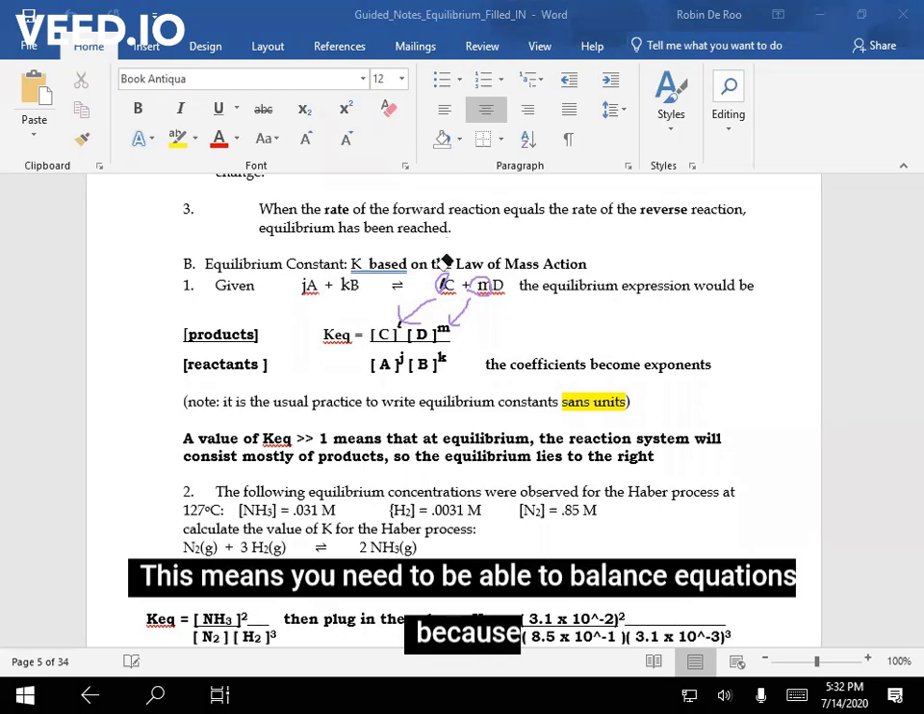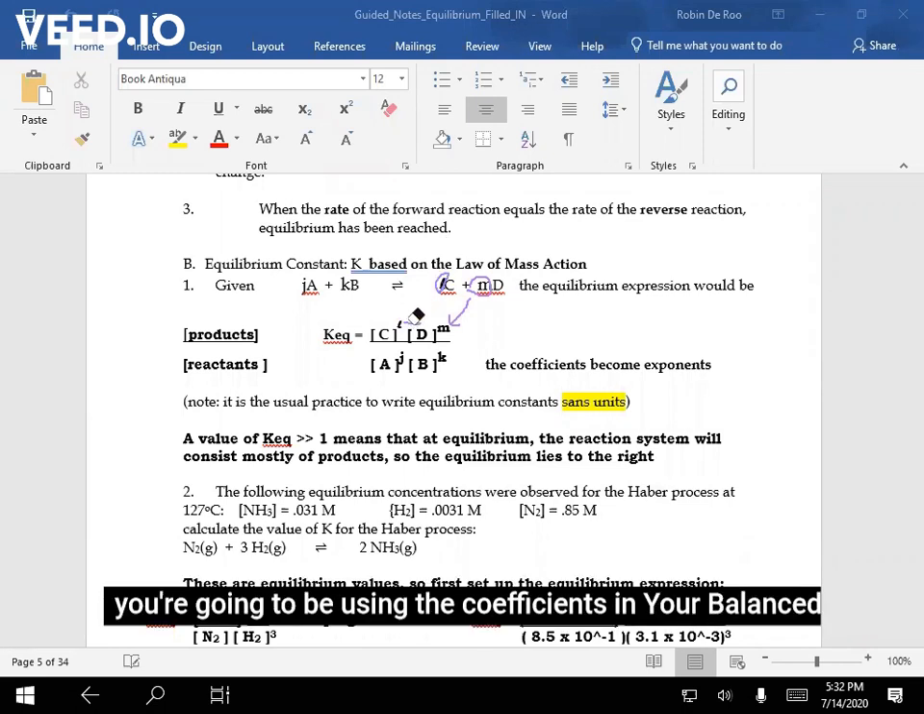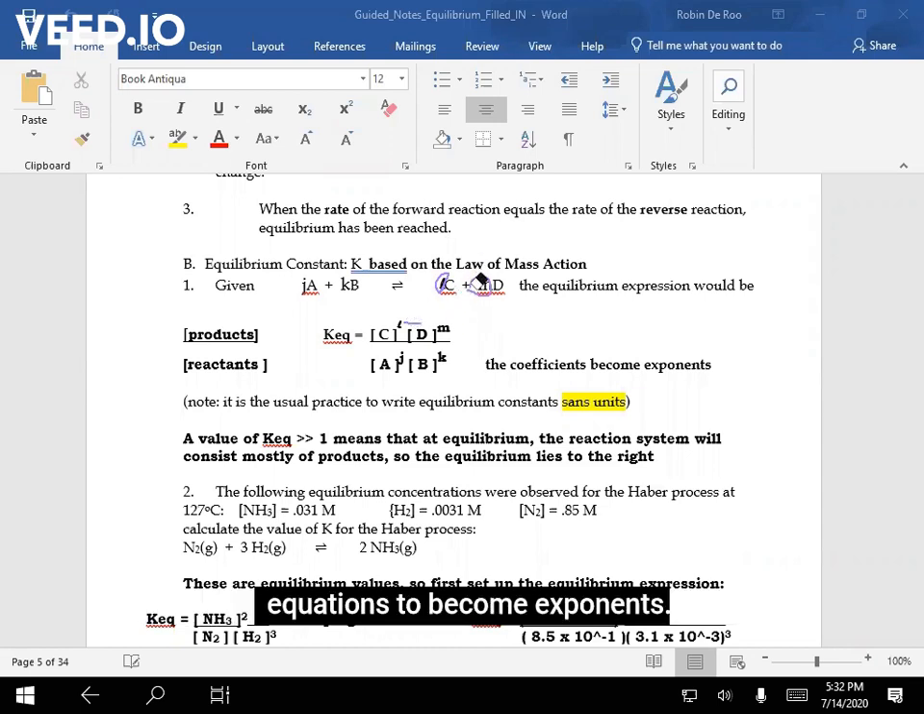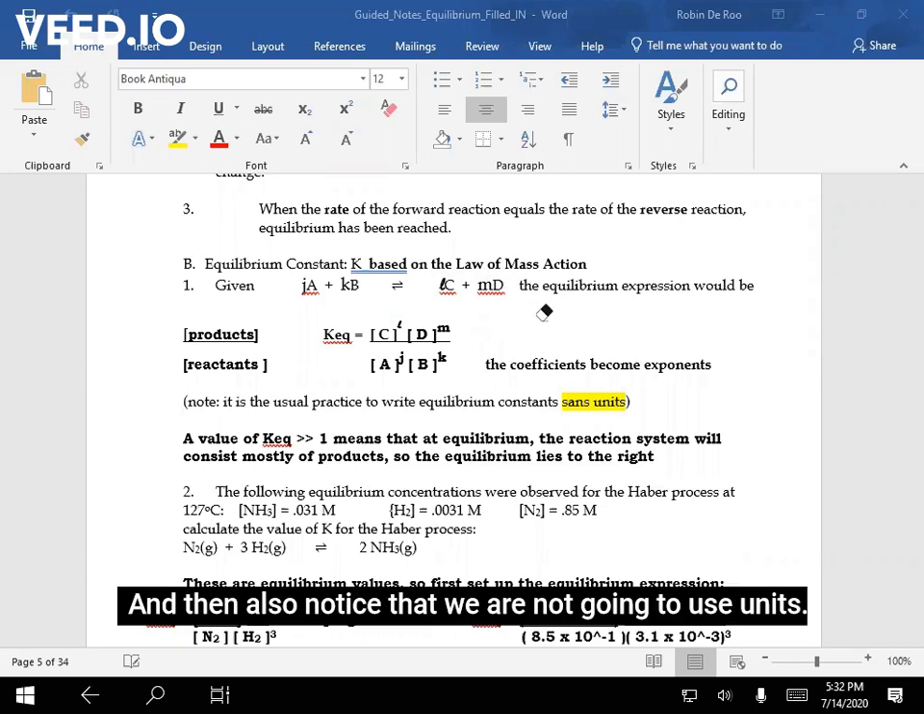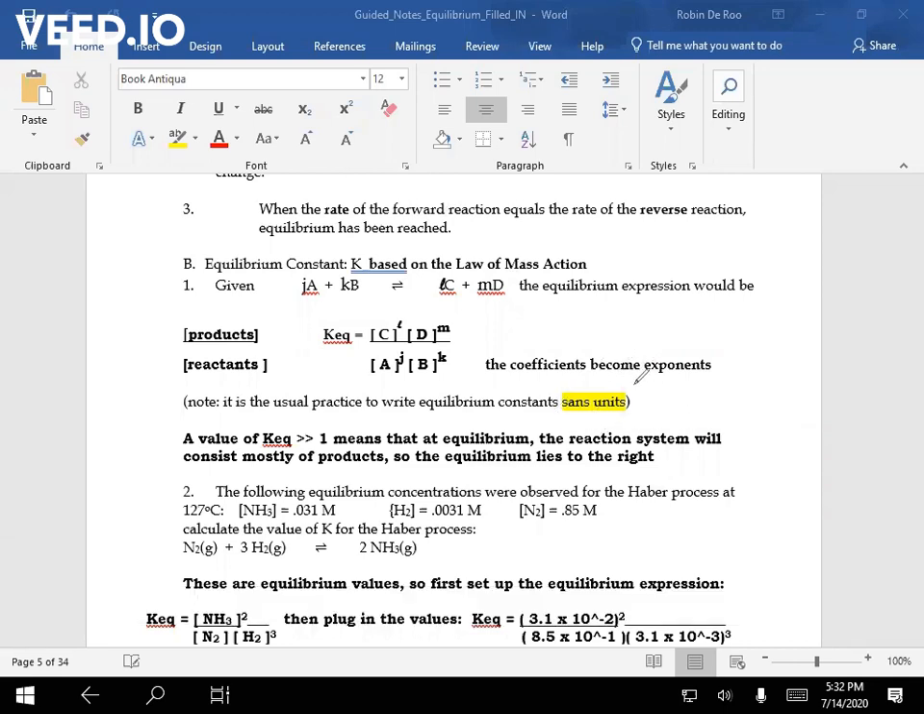This means you need to be able to balance equations because you're going to be using the coefficients in your balanced equations to become exponents. So you absolutely must have the proper balanced equations. And then also notice that we are not going to use units. So we do not care about the units.